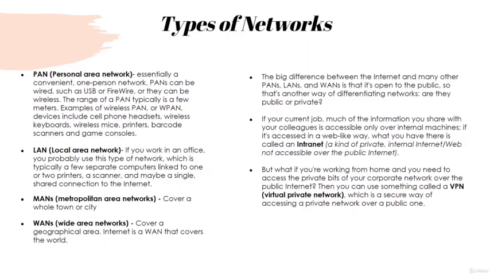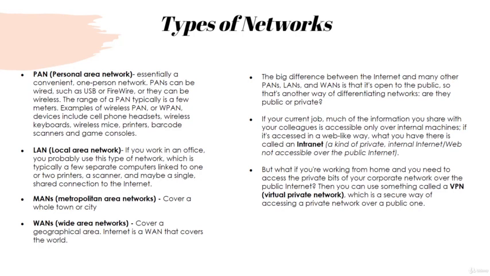So let's go over some of the different types of networks. We have a personal area network, a PAN. This is essentially a convenient one-person network. This is typically going to be through some sort of device, such as a headset, wireless keyboard, wireless mice, printers, barcode scanners, gaming consoles. This is where you're going to have a simple, small, very short-range personal area network.